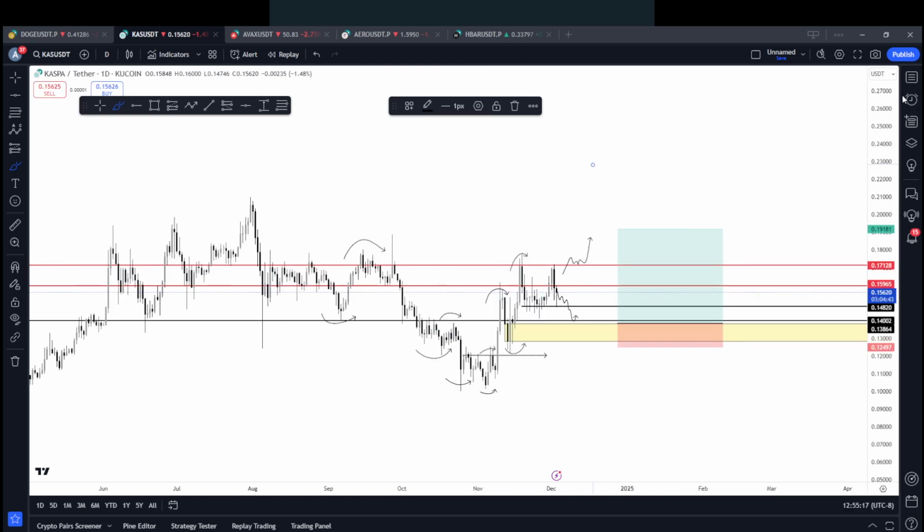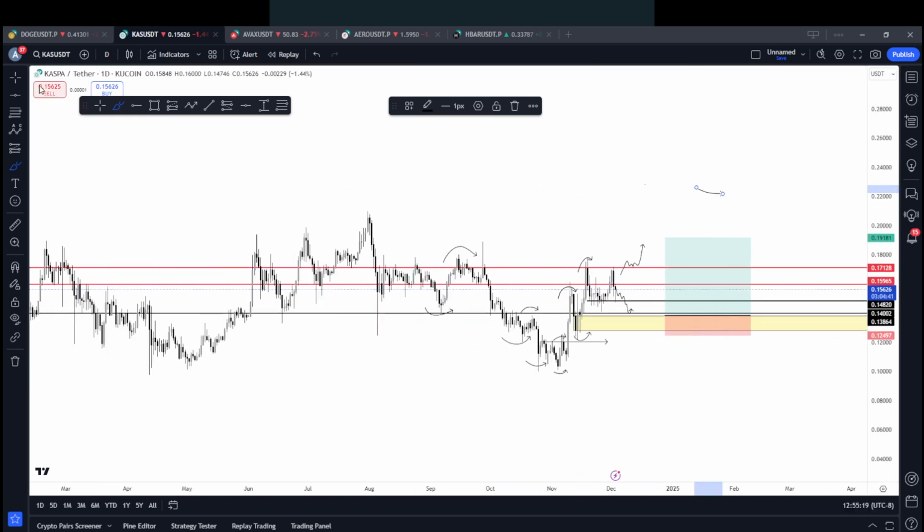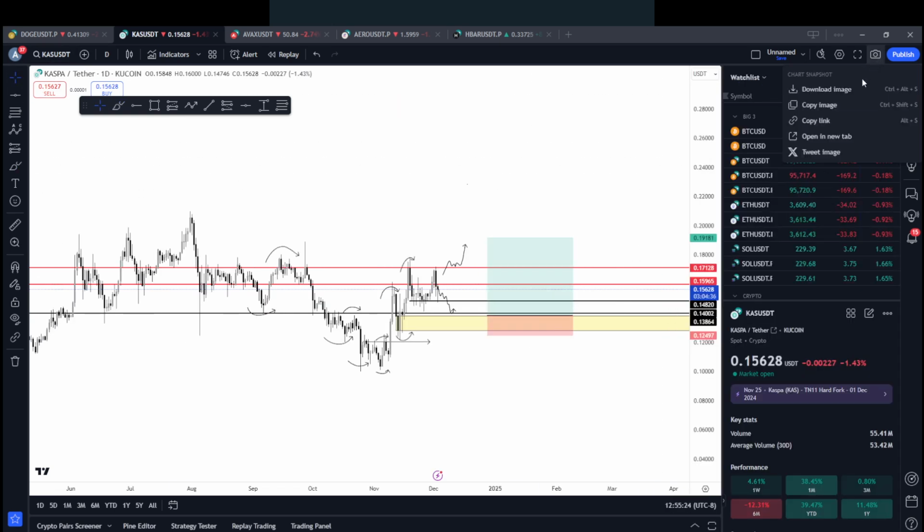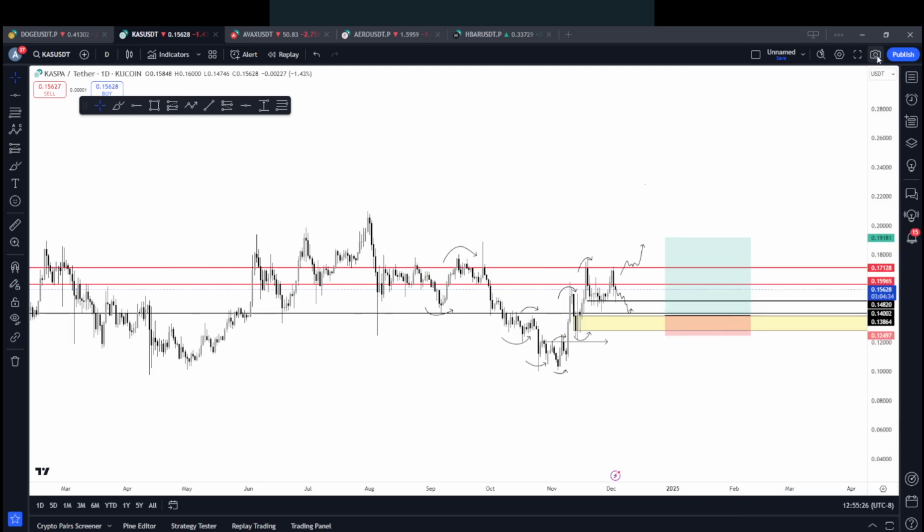So I'll post this in charts. And this will be my last coin because I got to head out. What am I doing?